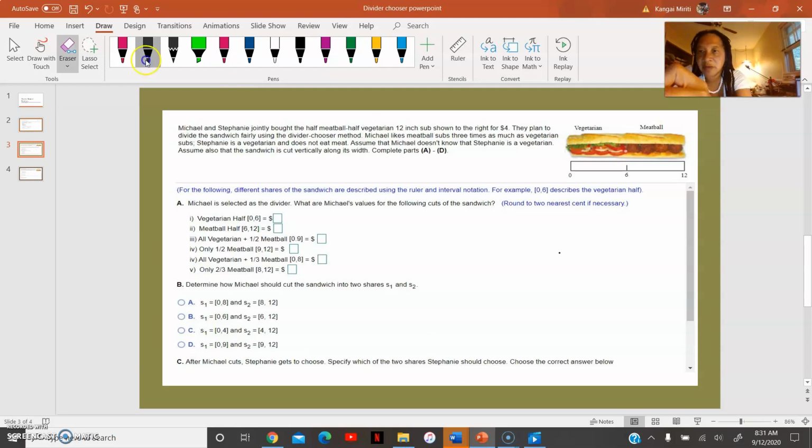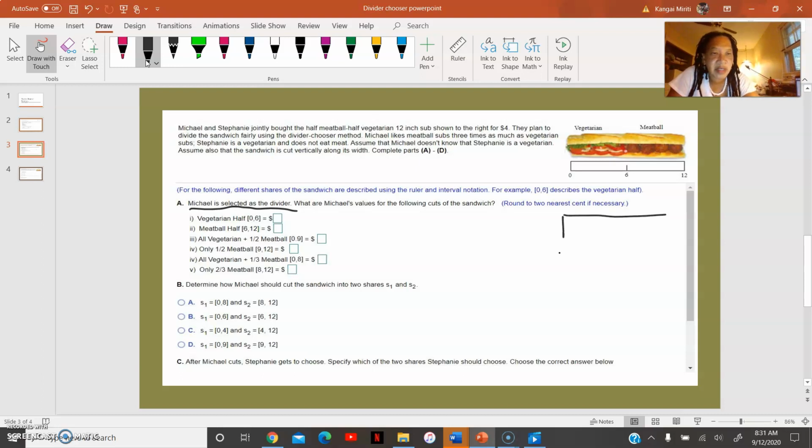So it seems, first of all, they're going to tell us that Michael is the divider. And we want to know how these different cuts would have values for Michael. So we need to think about this sandwich in Michael's eyes. I'm just going to sketch down here, veggie, meatball. We know that Michael prefers meatball 3 times as much. So we can represent that with 3x and x.